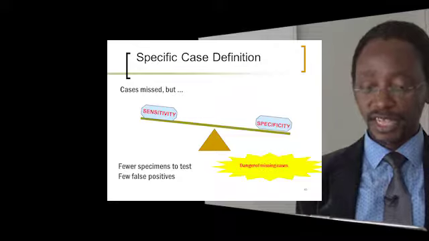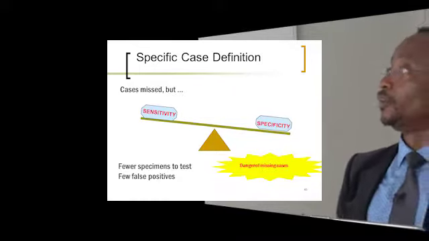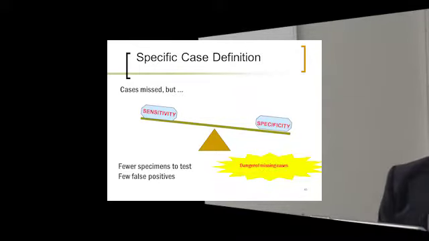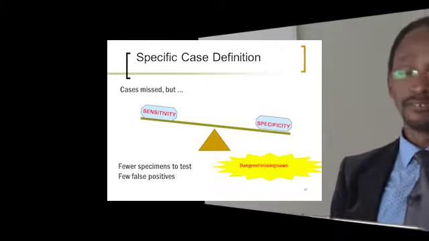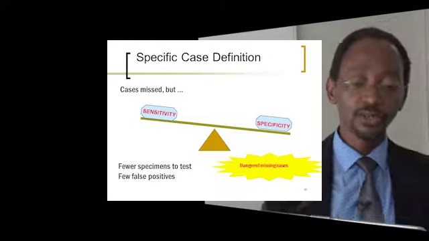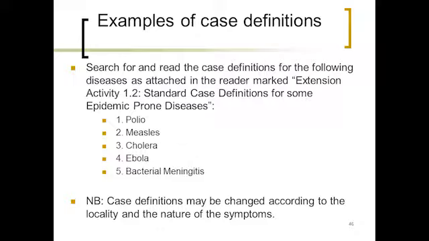I would like you to take some time on your own and look at some of the case definitions at different levels that are used for these epidemic-prone diseases: polio, measles, cholera, Ebola, we have just talked about it, and bacterial meningitis.